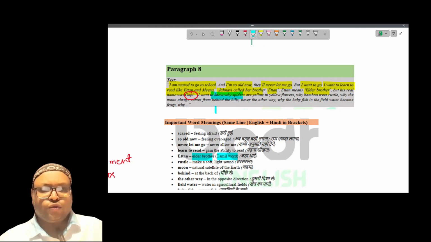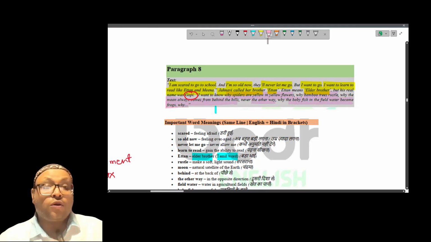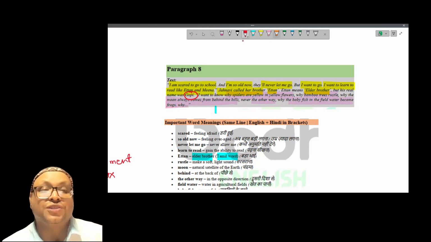Now, I want to know why spiders are yellow in yellow flowers. Why bamboo trees rustle? Why the moon always comes from behind the hills? Never, never the other way it comes. Why the baby fish in the filled water become frogs? Why? So she had so many questions.